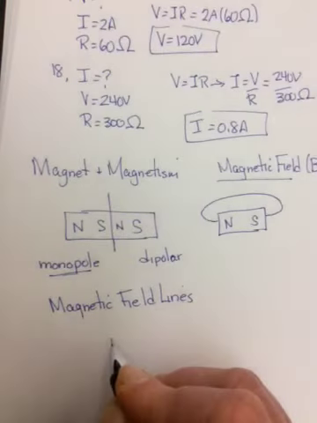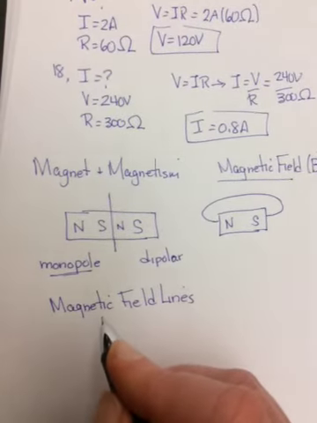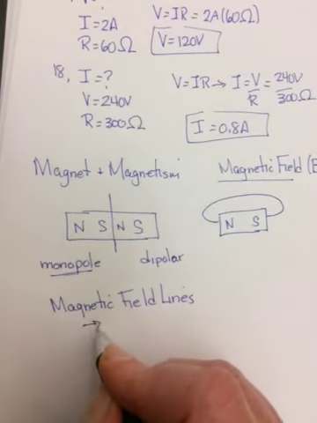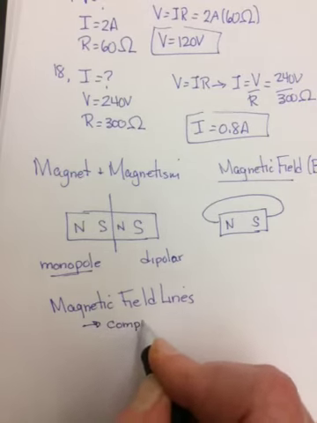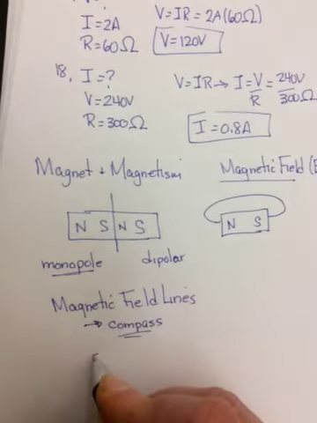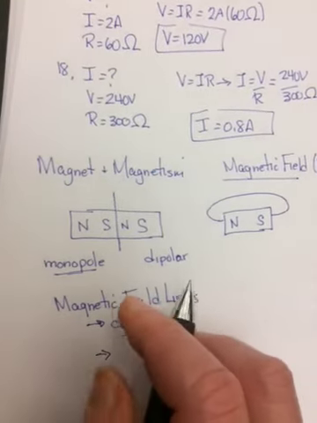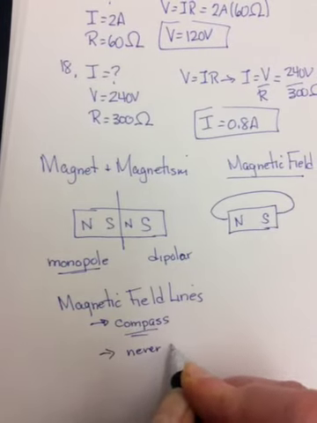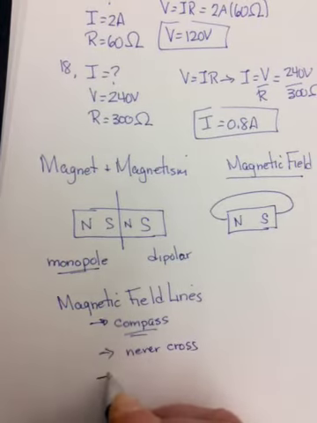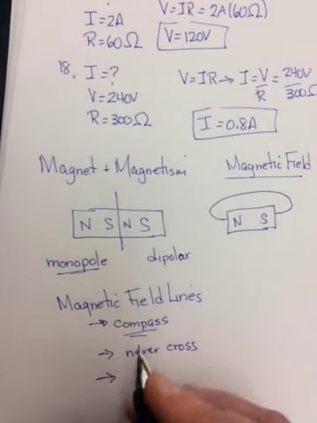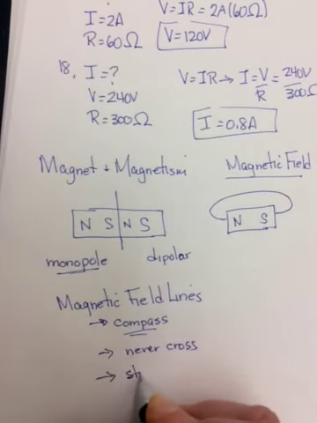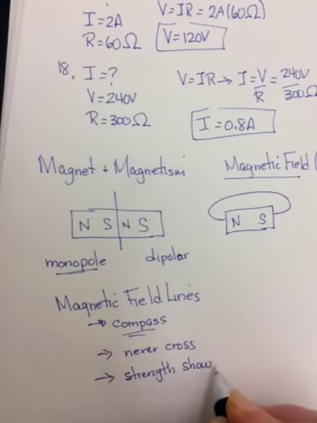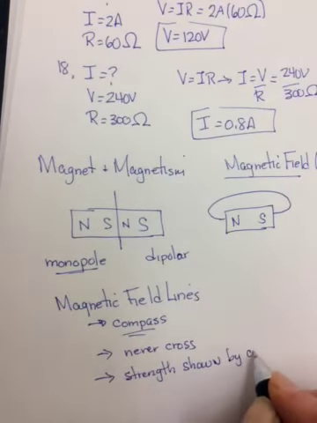What were those properties? Well, one, they show the direction of the force on an object at that point, and that direction is determined by the direction a compass will point when placed at that point in the field. Another property of the field lines is that they never cross, just like the electric ones don't. Another property of any kind of field lines, including magnetic, is that they show the strength of the field by their concentration, right? The more field lines, the stronger the field.